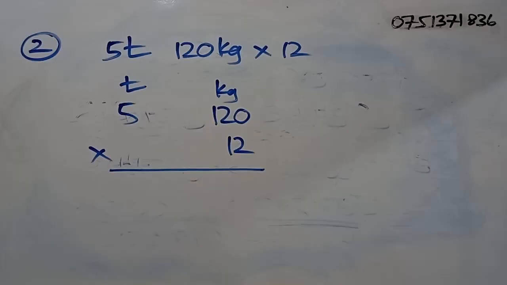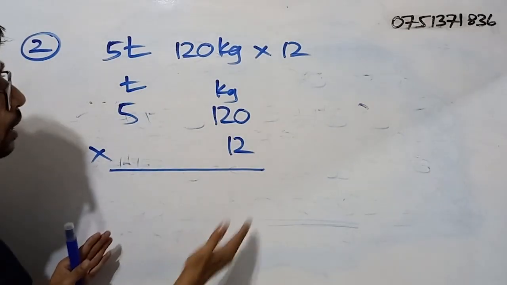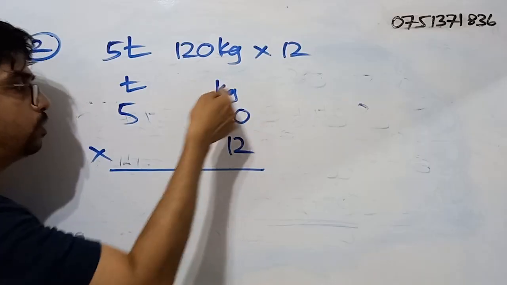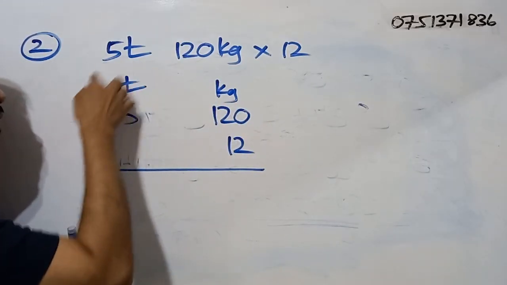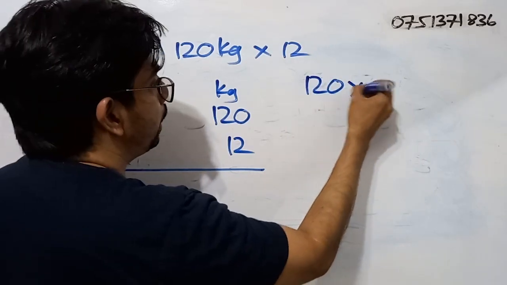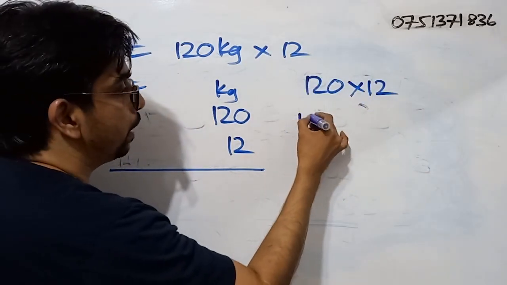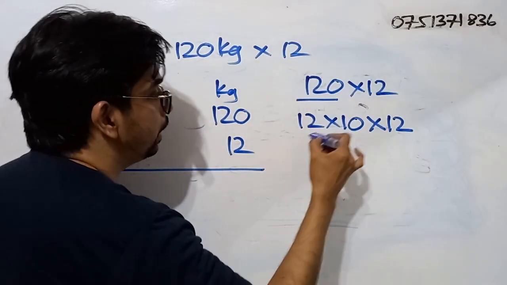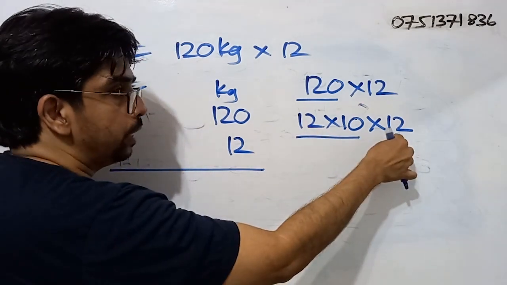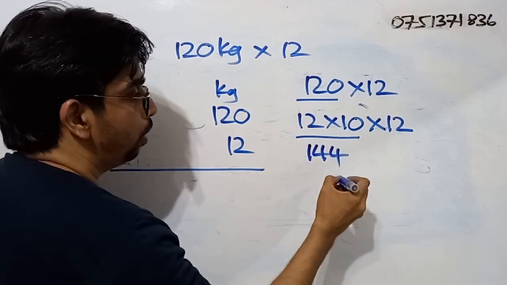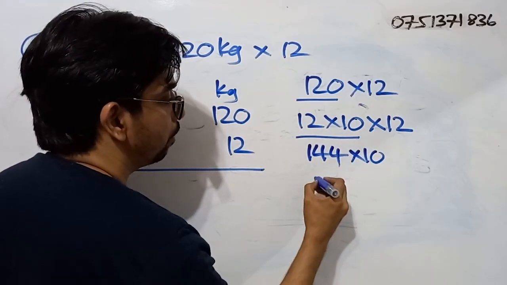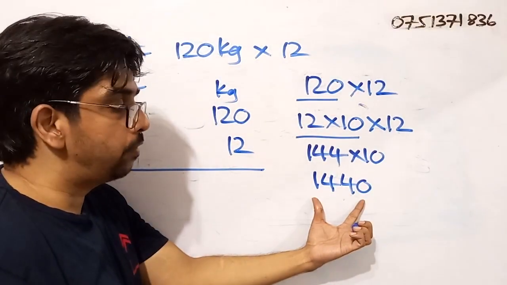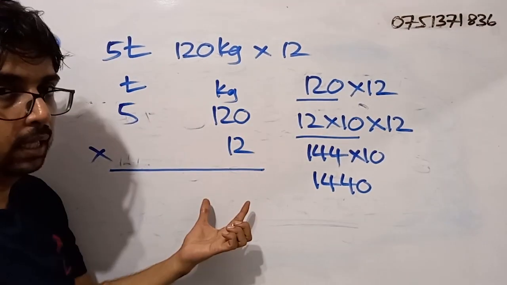Right. So in the next method, just as before, we have to do the multiplication in this manner. So 12, we have to multiply the kilogram amount, and also 12, we have to multiply the metric tons amount. 120 into 12. 120 means what? 12 into 10 into 12. So I have written 120 in this manner. 12 into 12, we know that is 144. 144 into 10, we know that is 1440. So these are what? Kilograms.